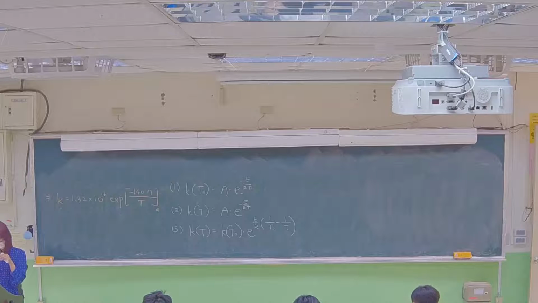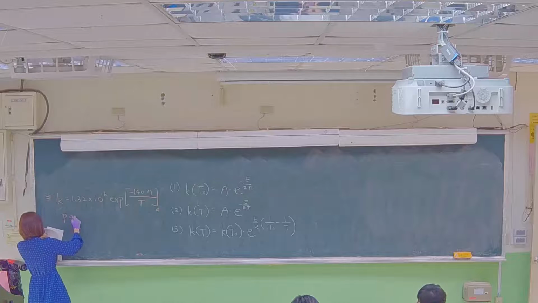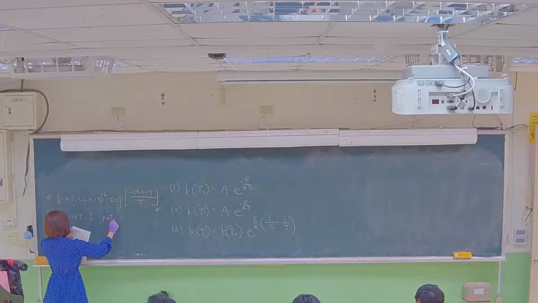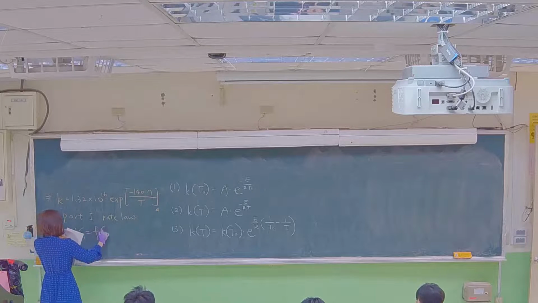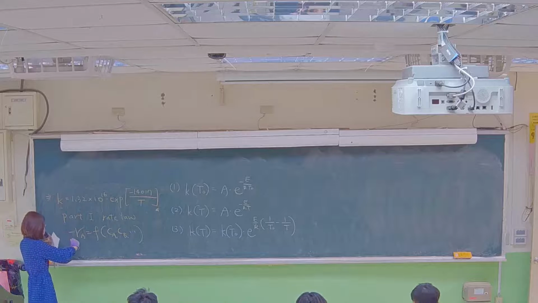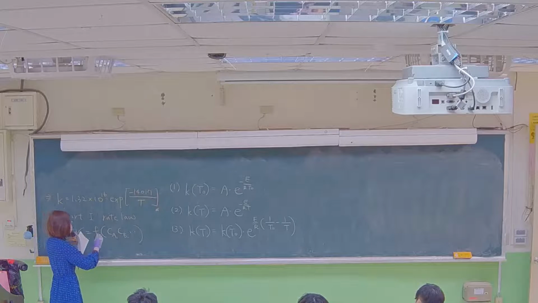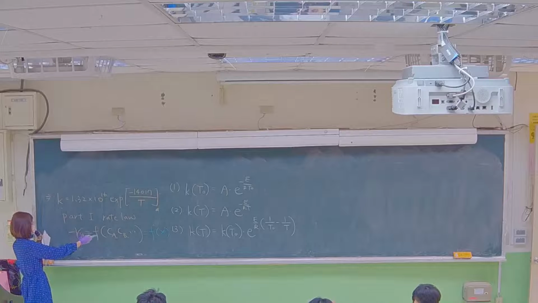We finished the first part, rate law. So let me recall. Part 1 is rate law, right? Rate law is to write the rate of reaction as a function of concentration, but the final purpose is to have the relation with conversion.